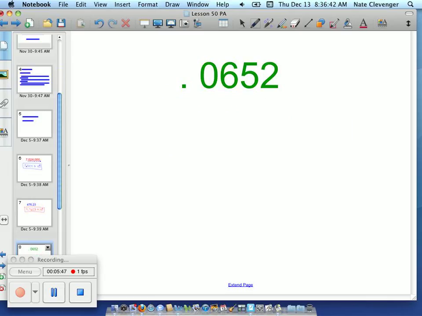All right, decimals, writing them, same process. We're going to put the decimal after the first non-zero number. Xavier, what's the first non-zero number?